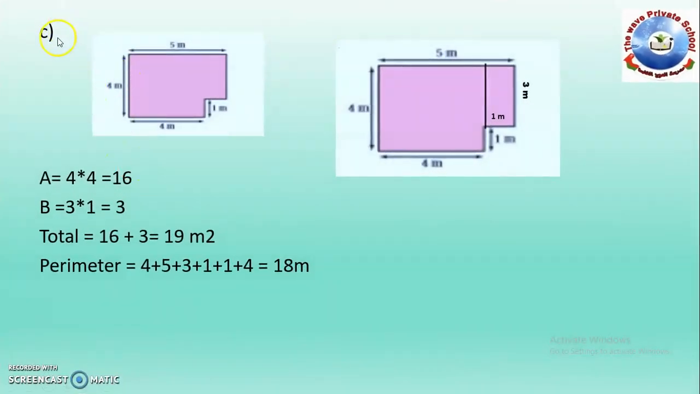Question number 1 and the C part is the same like that. First of all, you will find the missing values. Here the missing value is 4 minus 1. It will be 3 meter, and here 5 meter, and here 4 meter. But this value is missing, this small section. So 5 minus 4 will be equal to 1 meter. So after that you will divide into two portions. It will be A part of the shape and it will become the B part of the shape.